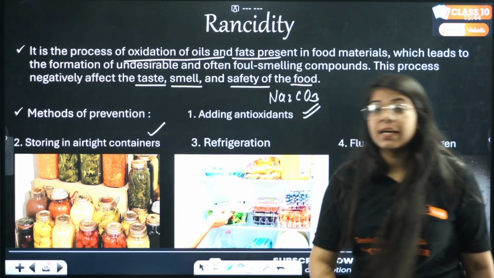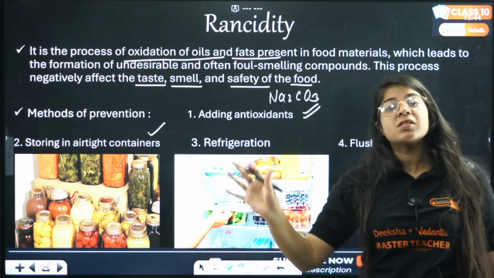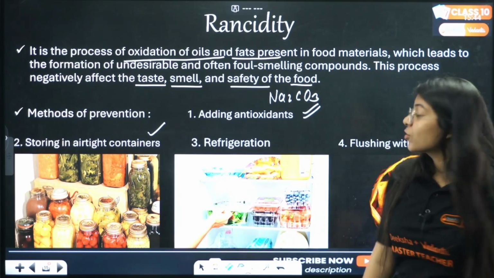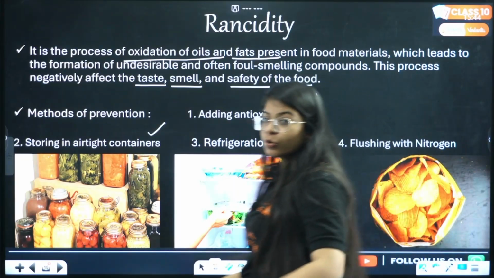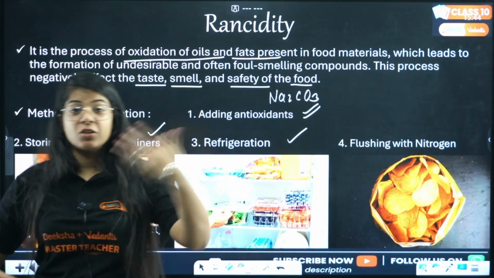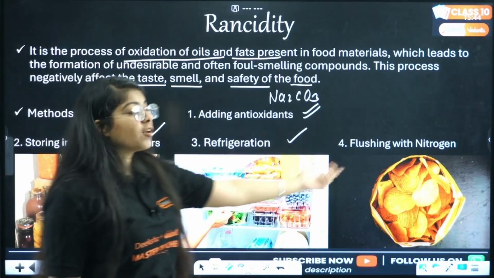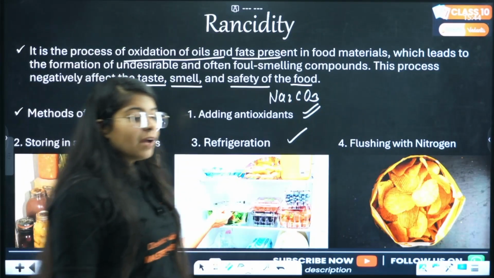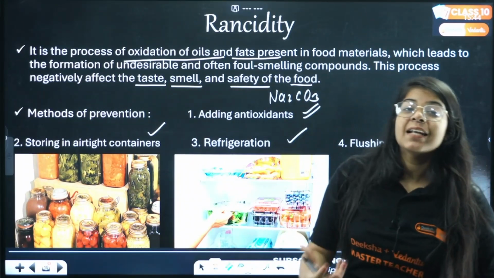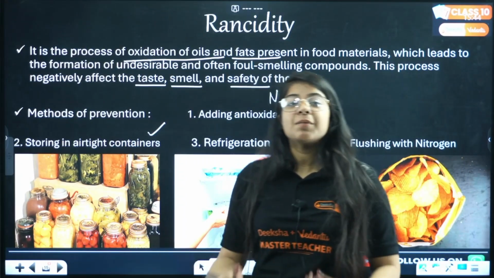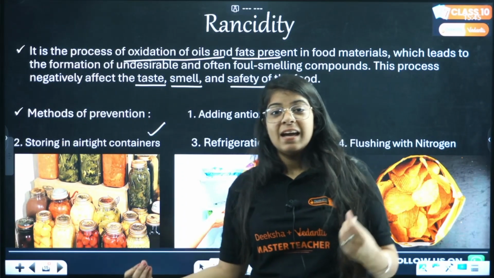Then storing in airtight containers just removes the excess oxygen, so it won't get oxidized. Then refrigeration, we prevent the molecules from reacting with the oxygen, right? And then flushing with nitrogen. We all know when we open a packet of Lay's, a flush of air gets out, right? That air is actually nitrogen because it prevents the food from getting rancid.